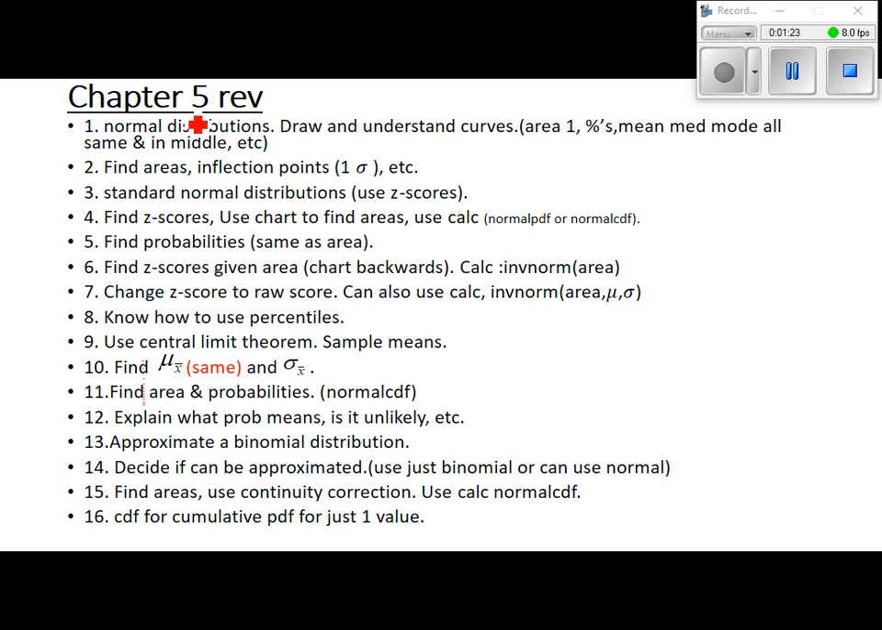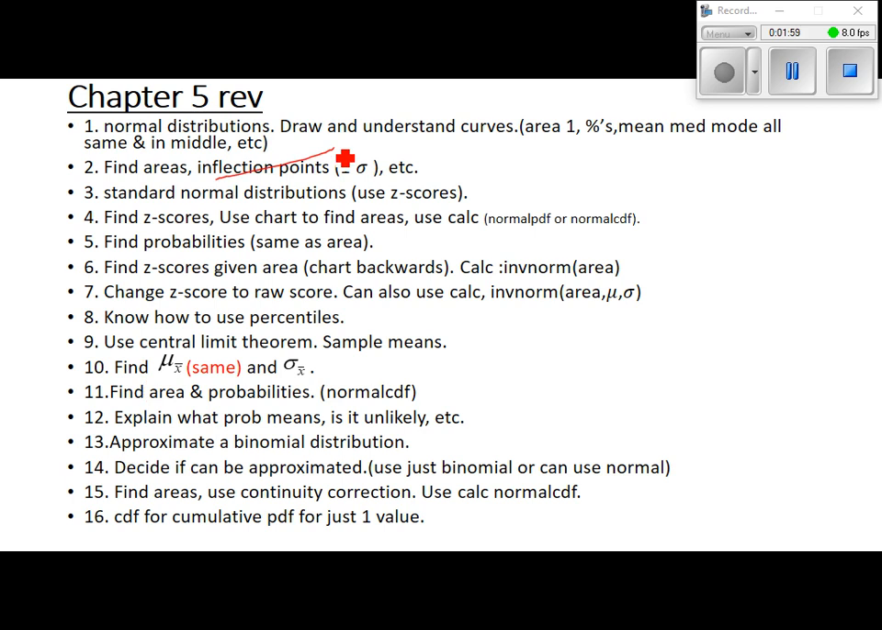Normal distributions, make sure you can draw the curves. Guaranteed one of the questions on there asks you to draw a curve, at least one. And you should draw the curves for all of them just to make sure. I was doing part of today's assignment, and I had to draw the curve because I kept messing up and couldn't figure out why. The inflection points, don't worry, we didn't do a whole lot with inflection points.